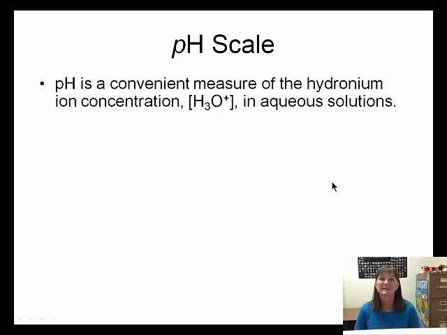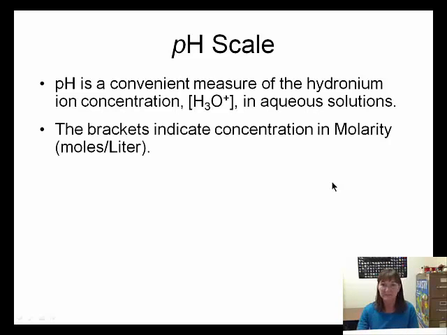Dealing with acids and bases, we often talk about the pH scale. The pH is a convenient measure of the hydronium ion concentration. Brackets are used once again to indicate the molarity. So here is the formula we use to calculate the pH. pH is equal to the negative log of whatever the hydronium concentration is.